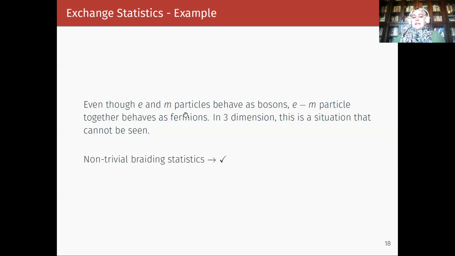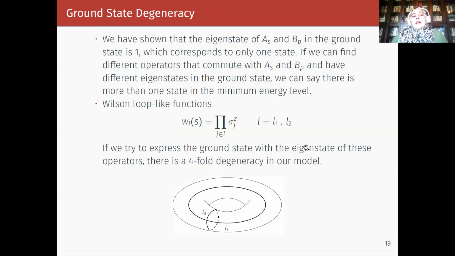But in 2 dimensions here, even though E and M particles behave as bosons normally, when I use EM particles together, they behave like fermions, which is impossible in 3 dimensions. So this is actually a really good example of the non-trivial braiding statistics, which was the second property of topological order systems. So even though I have shown the 2 properties of topological order, there is a last thing that I want to show in my model, the ground state degeneracy.